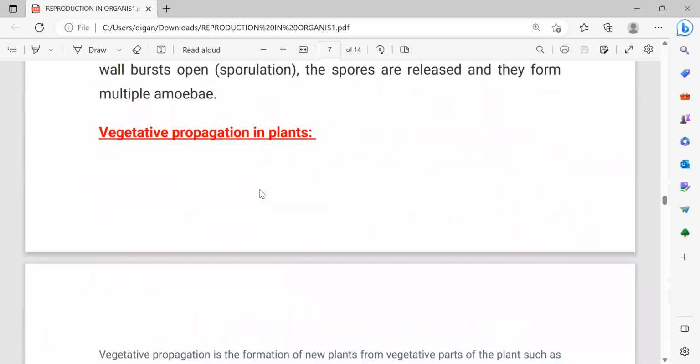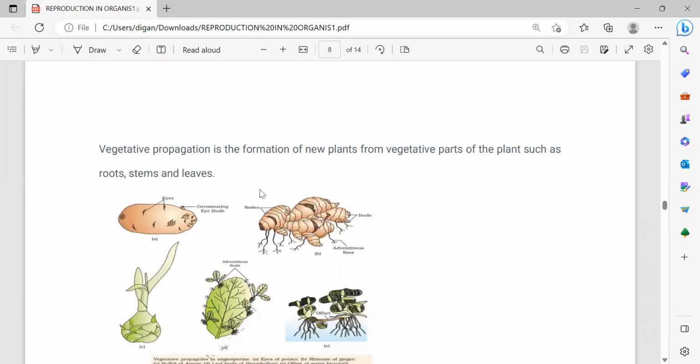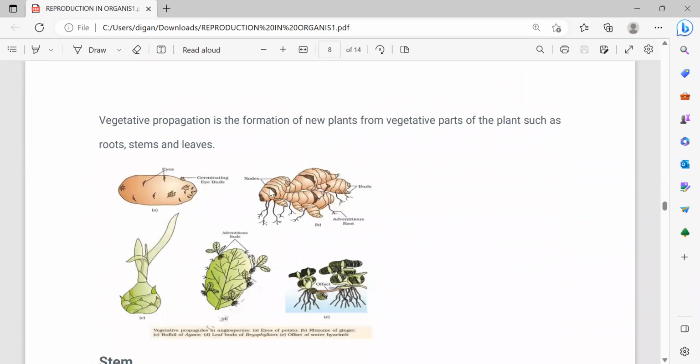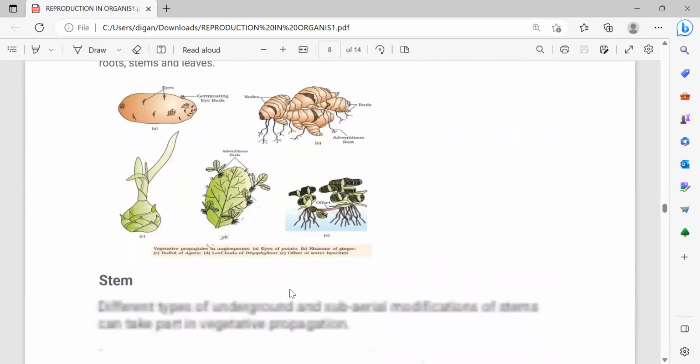Next is vegetative propagation of plants. Vegetative propagation means when reproduction takes place from any vegetative part, that is called vegetative reproduction. This vegetative part may be roots, leaves, or stem, any one. In your books, mainly stems and leaves are given, so I am going to explain only these. No root reproduction is explained in your NCERT book, and this is the diagram of your NCERT book.